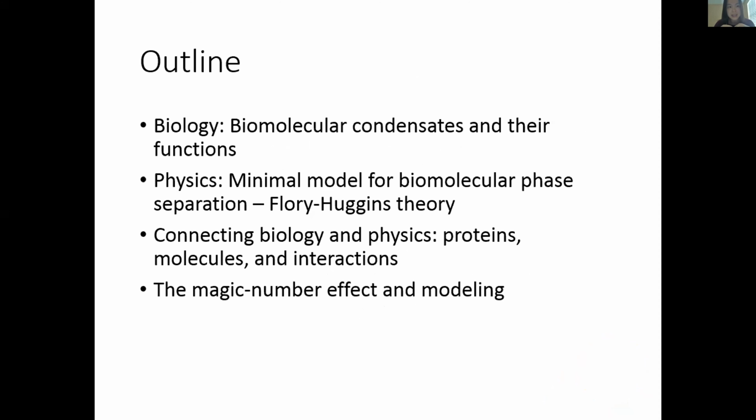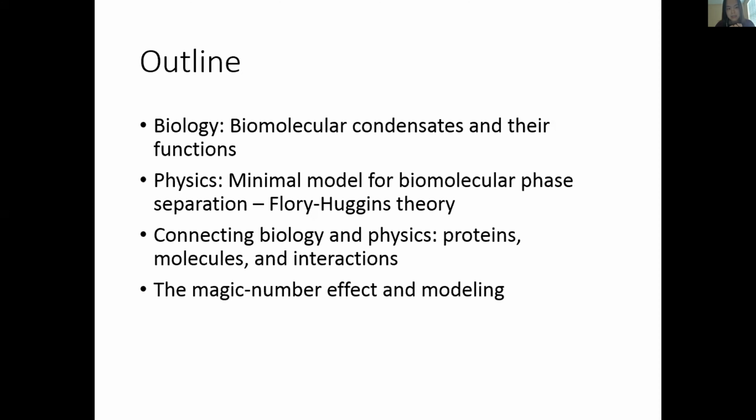Some of the questions are purely about biology. What are the biomolecular condensates and what are their functions? Some of the questions are purely about physics, asking about the minimal models for biomolecular phase separation and the Flory-Huggins model. And then there is a set of questions asking about the connection between biology and physics, asking about, at the molecular level, what are the interactions and how these molecular interactions give rise to phase separation of biomolecules.